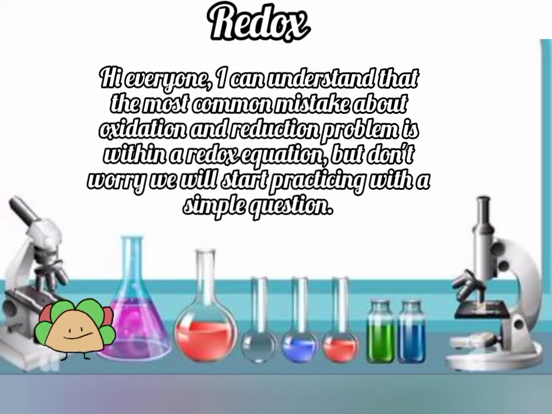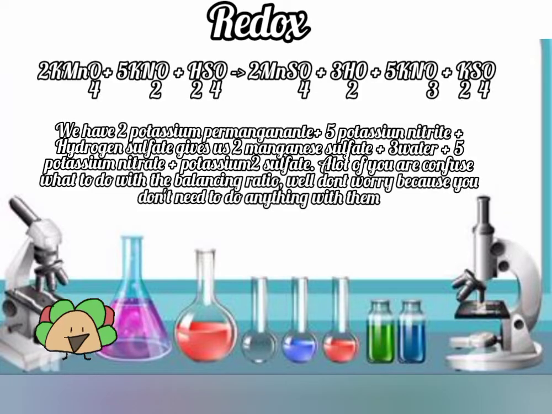Hi everyone. I can understand that the most common mistake about oxidation and reduction problems is within a redox equation. But don't worry, we will fix that problem today. We will start by practicing with a simple question. We have 2 potassium permanganate plus 5 potassium nitrite plus hydrogen sulfate gives us 2 manganese sulfate plus 3 water plus 5 potassium nitrate plus potassium 2 sulfate.